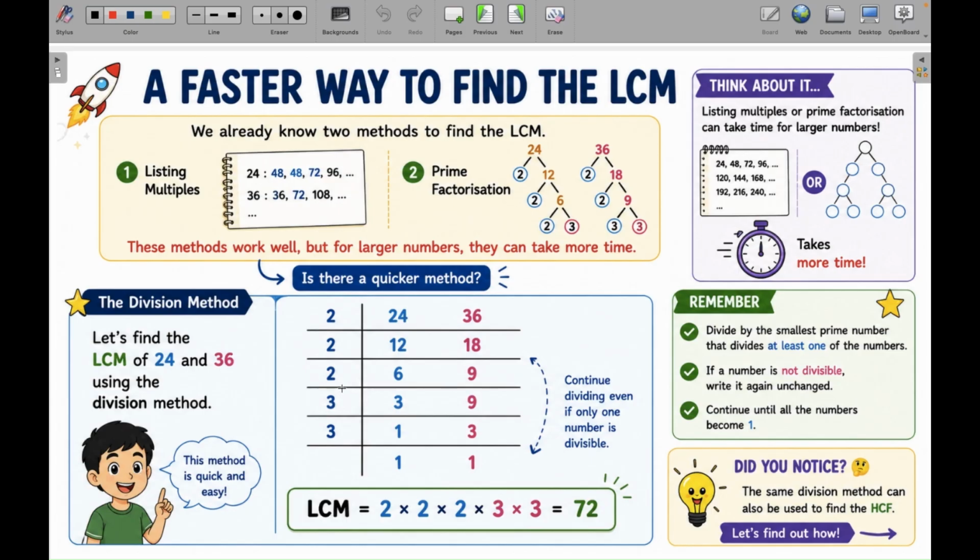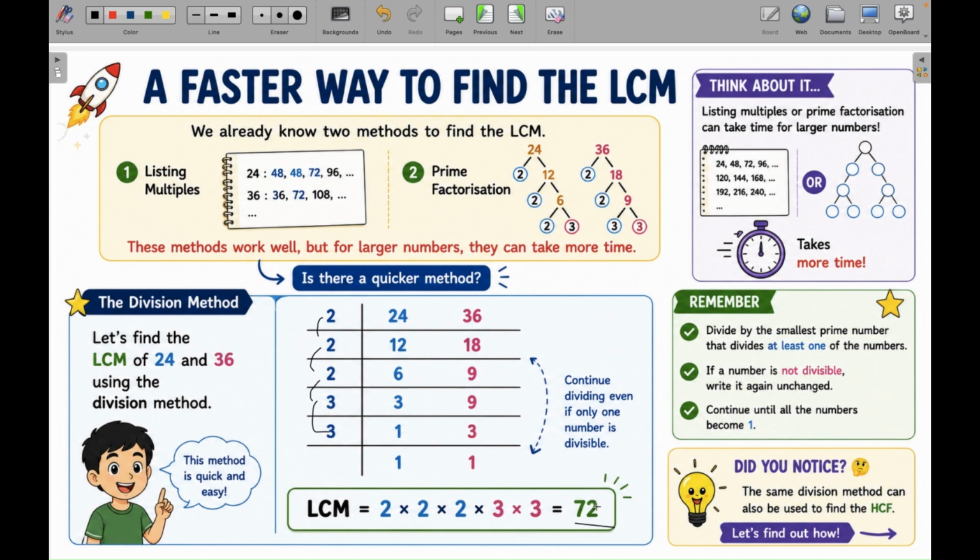So we move on to the next prime number, which is 3. So 3 times 1 is 3 and 3 times 3 is 9. Again we get 1 here. Now this number is 3, so this is also divisible by 3. So we'll again divide: 1 is not divisible by 3, so we write 1 as it is, and then 3 times 1 is 3. Now the LCM of the numbers is the product of all these divisors. So 2 times 2 times 2 times 3 times 3, which is 72. So the LCM of these numbers is 72.